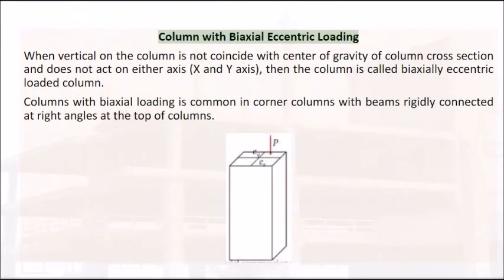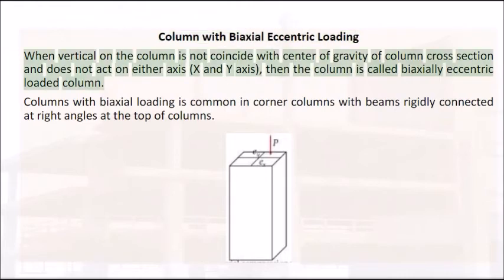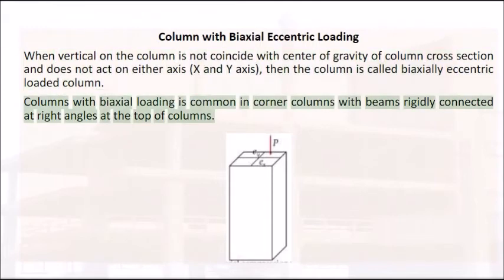Column with biaxial eccentric loading. When the vertical load on the column does not coincide with the center of gravity of the column cross-section and does not act on either axis, x or y, then the column is called a biaxially eccentric loaded column. Columns with biaxial loading are common in corner columns, with beams rigidly connected at right angles at the top of the columns.